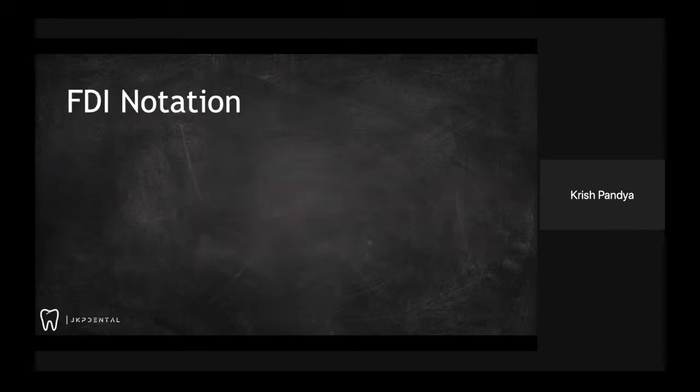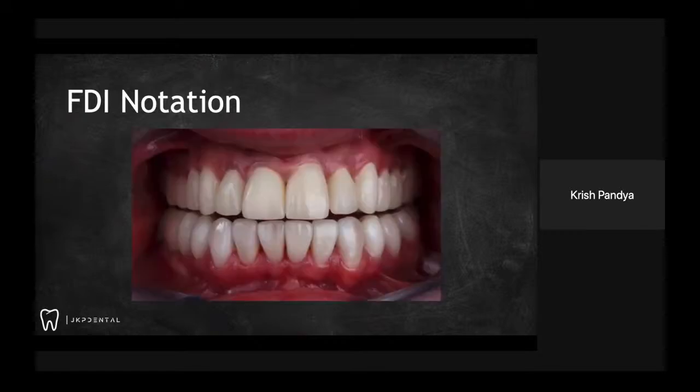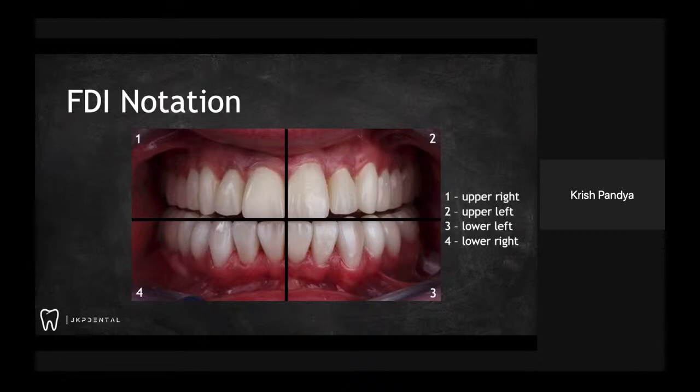Moving on now to the FDI notation. This is the World Dental Federation notation, which was adopted by the World Health Organization and the International Association of Dental Research. Again, the mouth is split into 4 quadrants. However, with FDI, they're named slightly differently. Now they're called 1, 2, 3, and 4. 1 shows the upper right quadrant, 2 the upper left, 3 the lower left, and 4 the lower right.